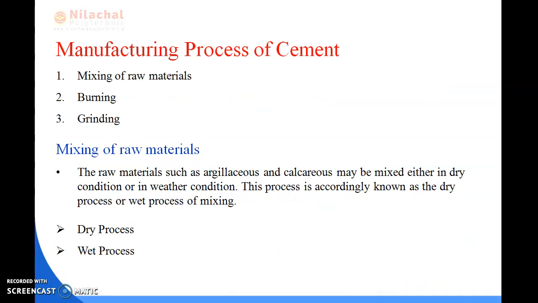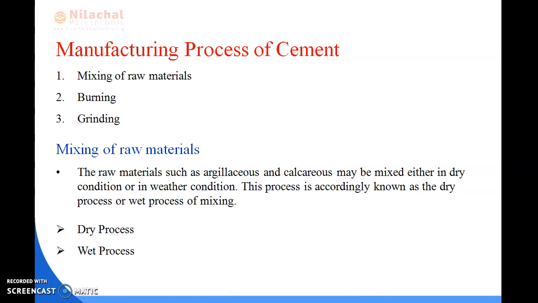As we know, while manufacturing cement, there are three processes: first is mixing of raw materials, next is burning, third is grinding. Mixing of raw materials means, as I have told you in the previous slides, what raw materials we are using in the cement? The raw materials are argillaceous and calcareous.